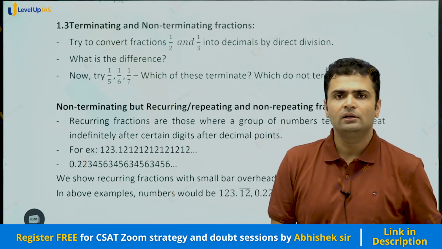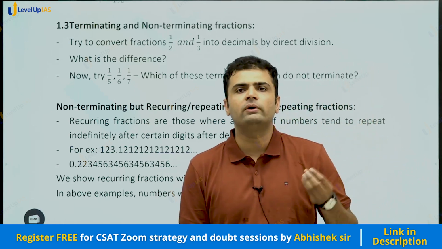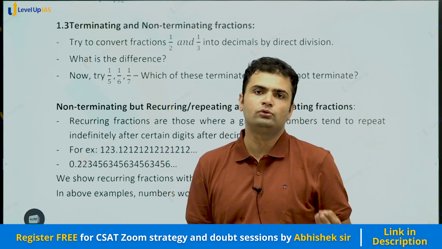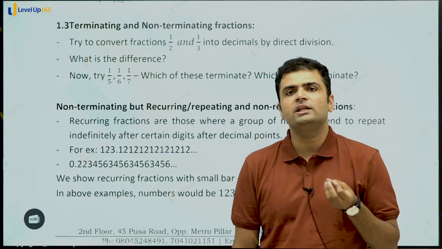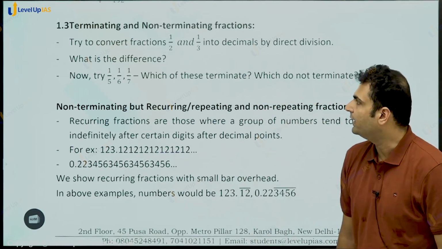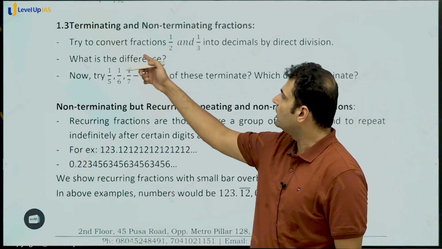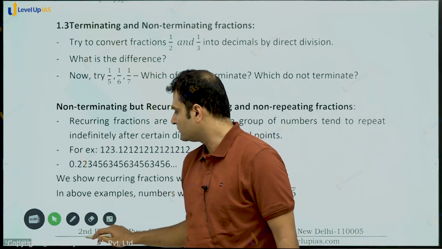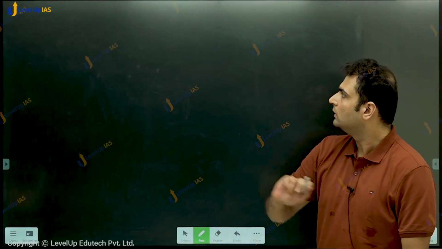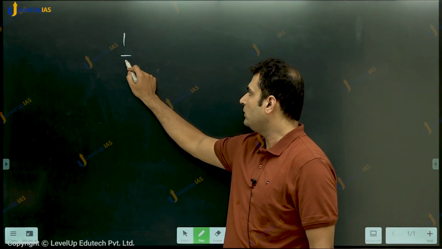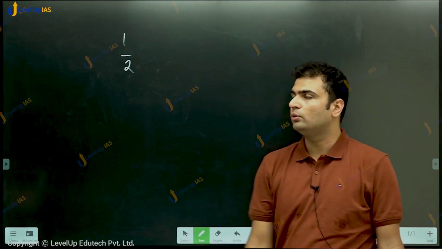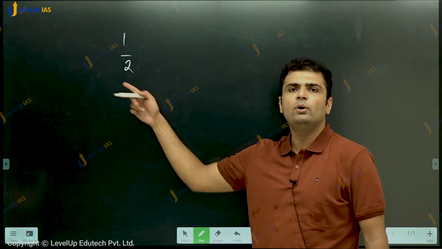Or paper 1. So let us reduce our mugging up in CSAT where it is possible. Fine. Let us try to convert these fractions into decimals. How to do that? If I want to convert 1 by 2 into decimals, what I do is 1 divided by 2.